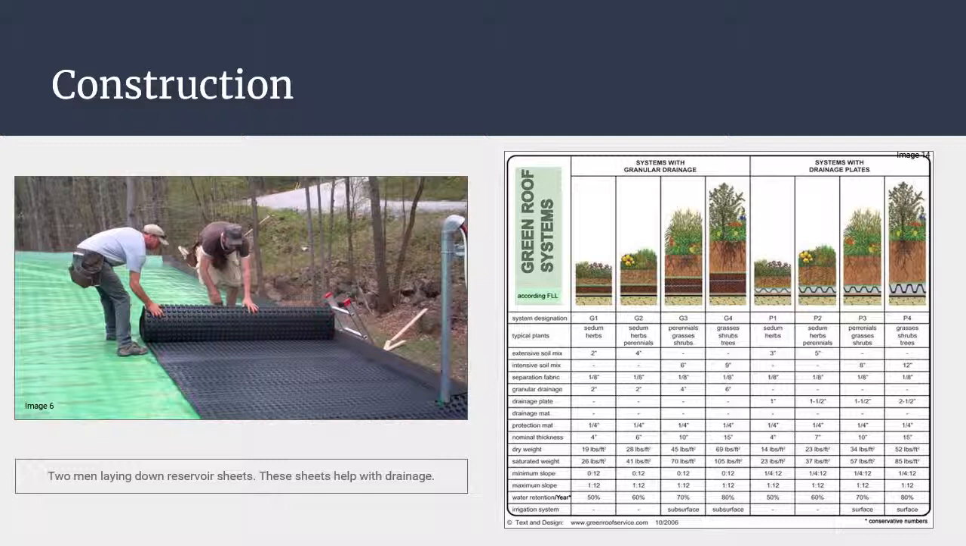And here you'll see two images. The one on the left shows two construction workers laying out reservoir sheets, which help with the drainage of a green roof. And on the right, you'll see a chart just talking about some of the numbers associated with the different types of plant material that could be used in a green roof system. Just take a look for a minute to help yourself understand the chart.